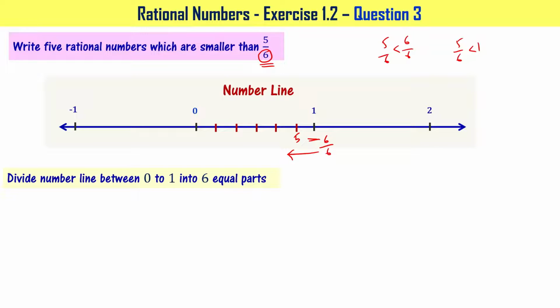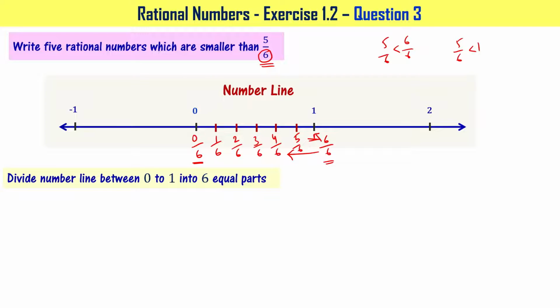When you do that, I can say 1 equal to 6 by 6, right? It means it is 5 by 6, 4 by 6, 3 by 6, 2 by 6, 1 by 6, 0 by 6. You see 5 by 6, 6 by 6 is 1. That's what we have represented here. And 0 by 6 we have represented here. From this itself, you can write now 5 rational numbers which are smaller than 5 by 6, right? That can be 0, 1 by 6, 2 by 6, 3 by 6, 4 by 6, right?